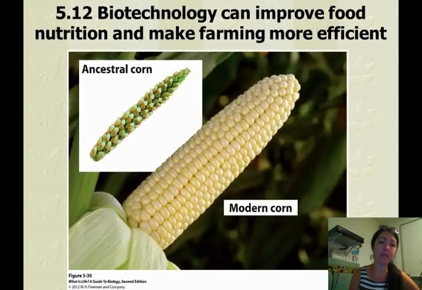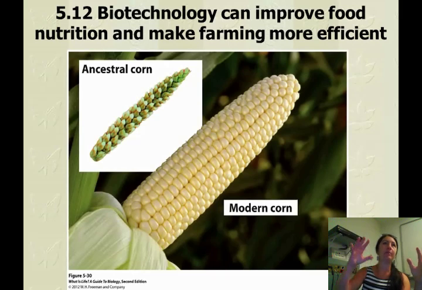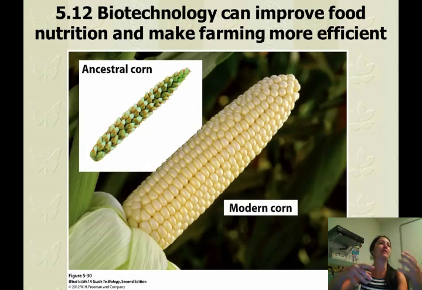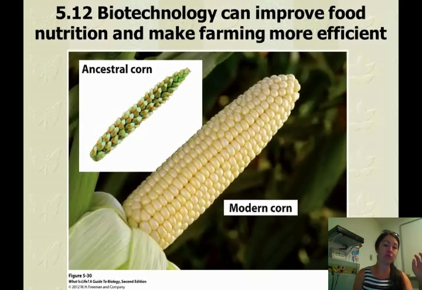So here what we see is a great example of evolution. It's a great example of how we can make food more nutritious. If you think back to the time of the Pilgrims, where the Pilgrims and the Indians sat together and had this beautiful feast at Thanksgiving time, and they had turkeys and they had corn. The corn that they would have had back then wouldn't have looked anything like the beautiful, sweet, juicy modern corn that we have now. It would have looked like ancestral corn, which would have just had a few kernels throughout the corn.